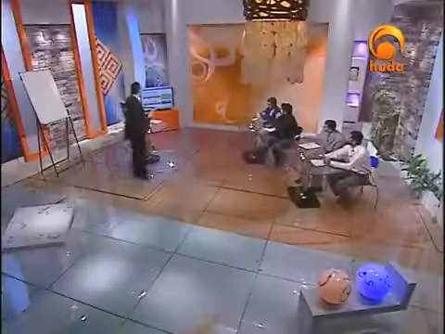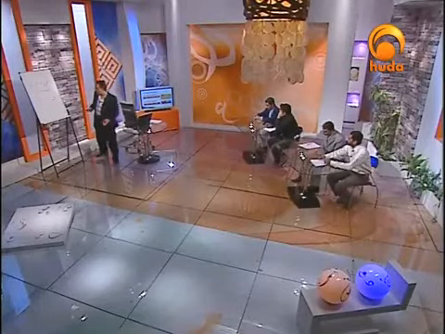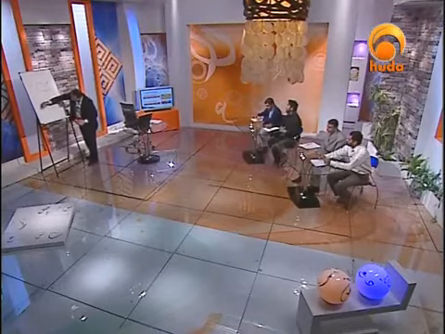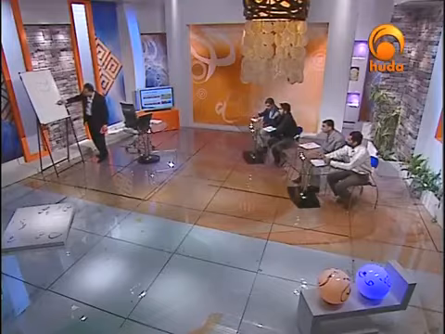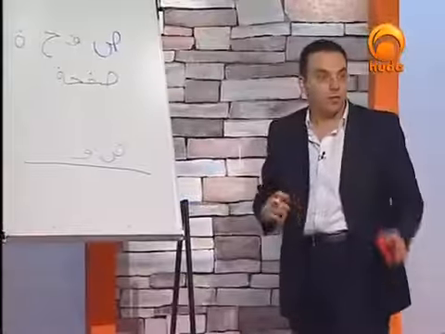Let me just write the word sufuf, which means rows. And when it comes to saf, I would write, for example, saf. How many letters do we have in the word saf? We have two: sa and fa. Let me just combine them together.